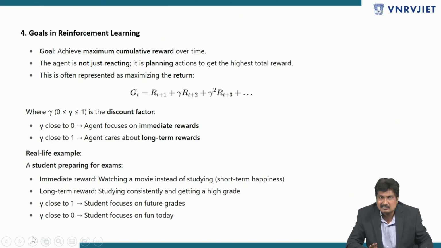A student preparing for exams: immediate reward, for example, the student is not bothering about the long-term and is just watching a movie instead of studying. It's short-term happiness, so that is an immediate reward. Long-term rewards mean studying consistently and getting a high grade, so the student is expecting long-term rewards. That means in the first case, immediate rewards, gamma should be close to 0, whereas if the student is expecting long-term rewards, gamma should be close to 1.